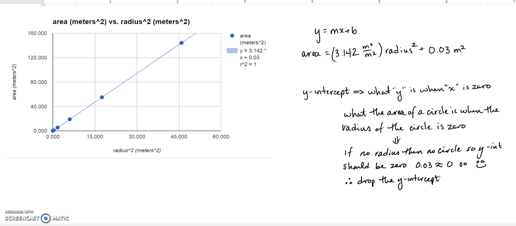Okay, so what does that actually mean if we put it into words? Well, the y-intercept tells us what the area of a circle is when the radius of the circle is 0. I totally forgot to mention this about circles, but it's area and radius squared. So if you break that down, if there's no radius, then no circle, because I don't know any circles that don't have any radiuses. So the y-intercept should be 0. If you look at your data, it's effectively equal to 0.03. It's really close to 0. So, smiley face, therefore, drop the y-intercept.